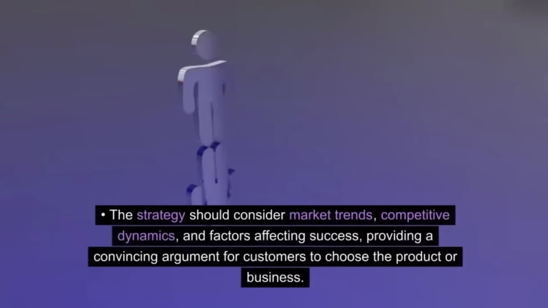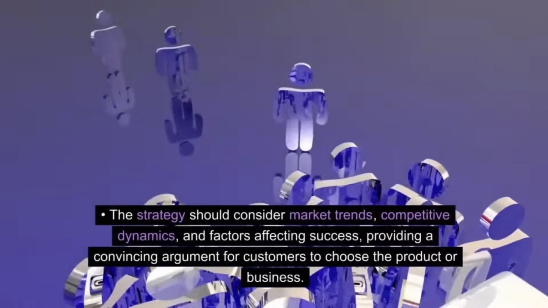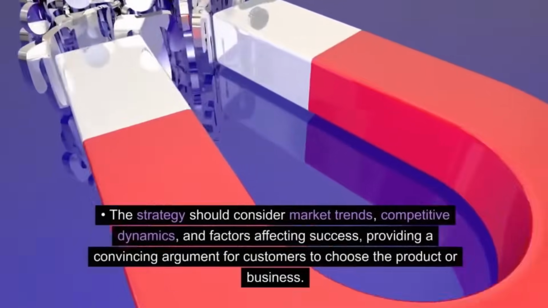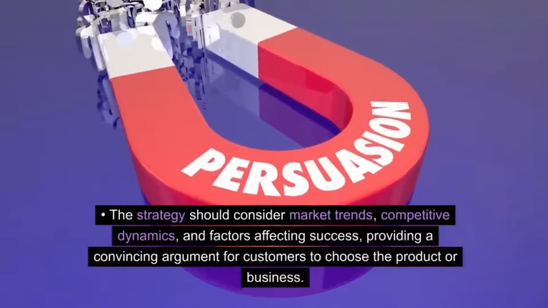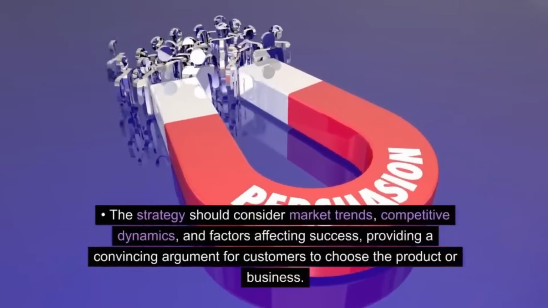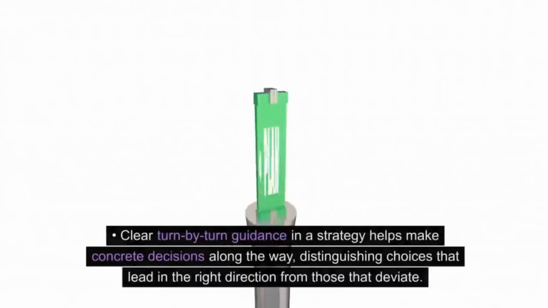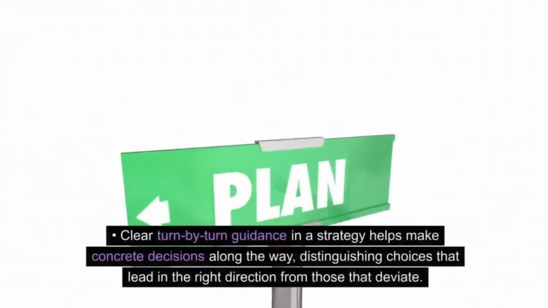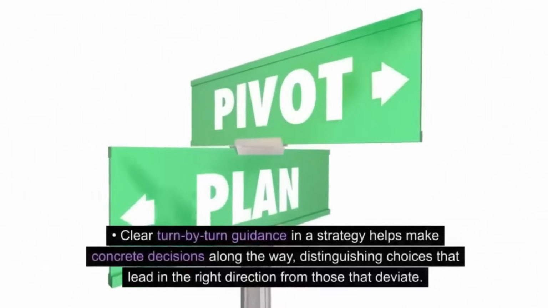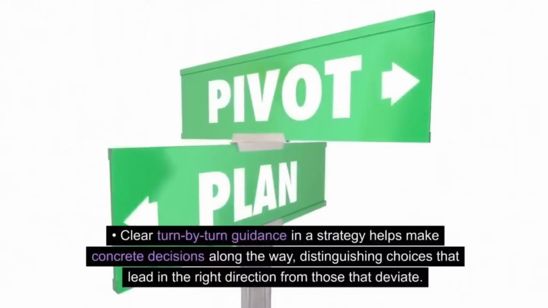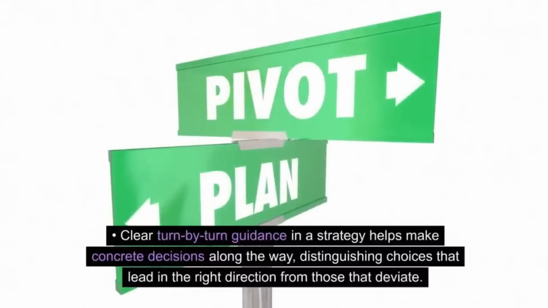The strategy should consider market trends, competitive dynamics, and factors affecting success, providing a convincing argument for customers to choose the product or business. Clear turn-by-turn guidance in a strategy helps make concrete decisions along the way, distinguishing choices that lead in the right direction from those that deviate.